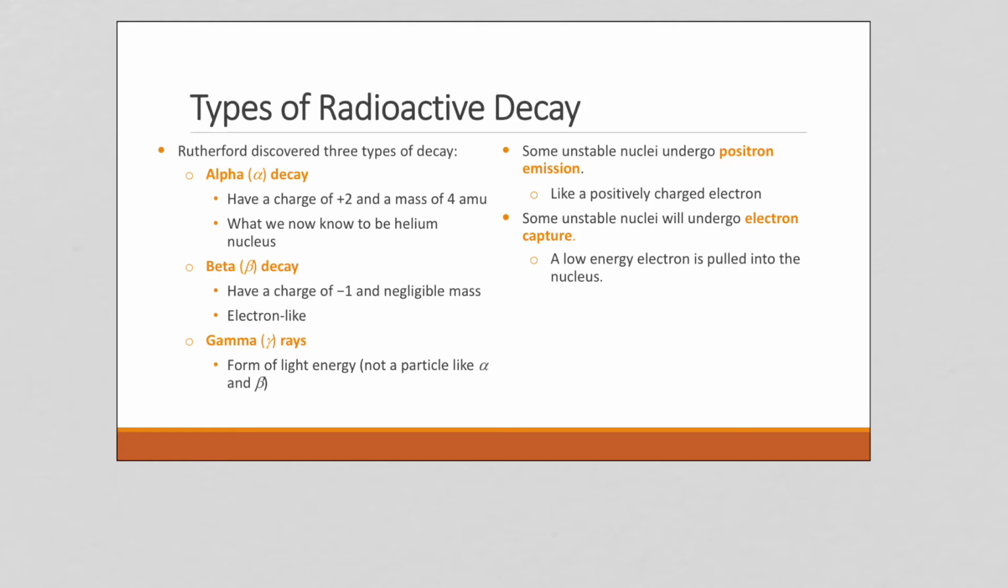So these are the five processes of radioactive decay. Alpha decay, emission of an alpha particle. Beta decay, emission of a beta particle. Gamma, emission of gamma rays. Positron emission, emission of a positron. And electron capture, which is absorption of an electron into the nucleus.